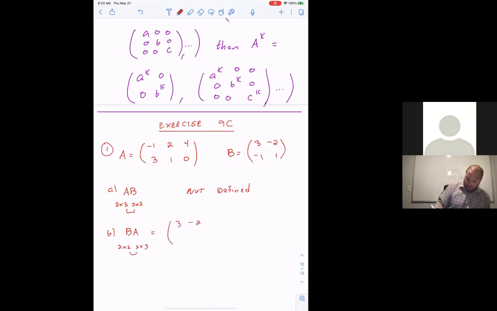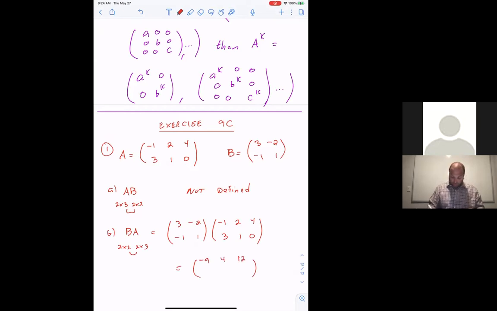So let's do it. 3, negative 2, negative 1, 1 times negative 1, 2, 4, 3, 1, 0. We're going to get a 2 by 3 matrix at the end. This one's small enough that we should do by hand. Remember, we want practice with both. First row, first column. Again, do it by yourself. Negative 3, negative 6, negative 9. 6, negative 2 is 4, 12 and 0, 1 and 3, negative 2 and 1, and negative 4 and 0.